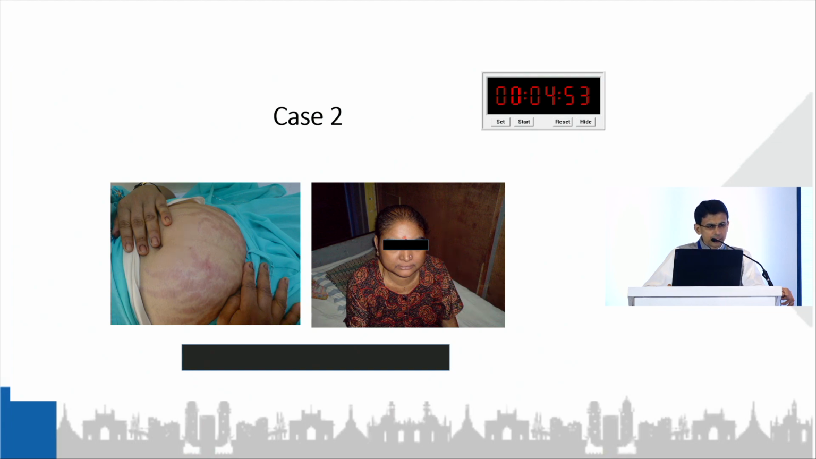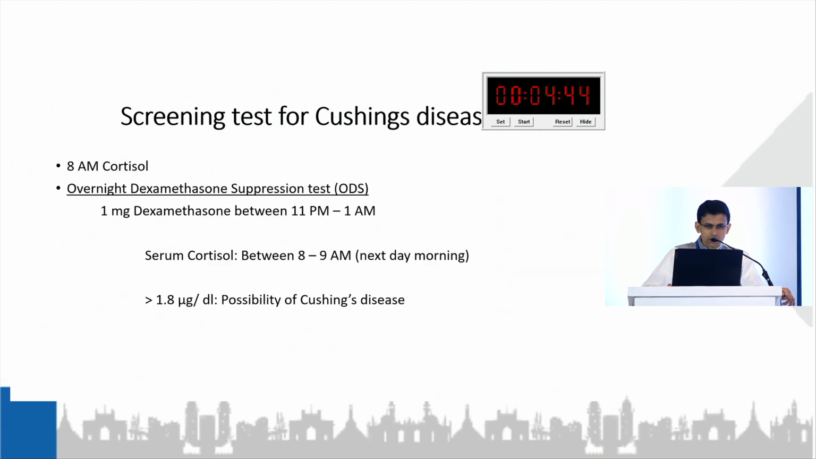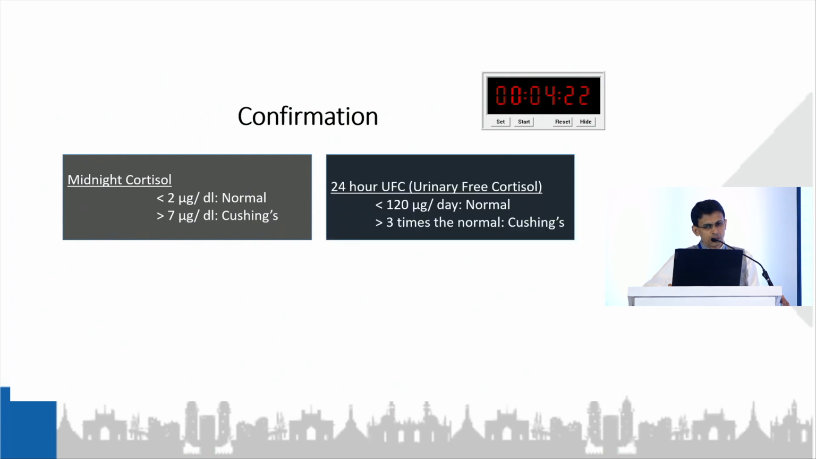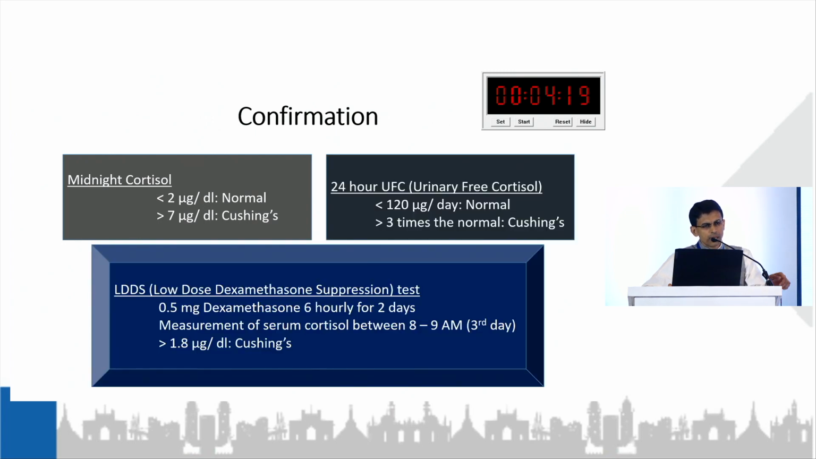Here is a case: a patient coming with striae, puffiness of the face, and hypertension. So clinical suspicion was Cushing's disease. How to screen for Cushing's disease? First do an 8 AM basal cortisol, to rule out exogenous administration of glucocorticoids. Then do overnight dexamethasone suppression. Give 1 milligram of dexamethasone between 11 and 1, and the next day at 8 AM check serum cortisol. If it is more than 1.8, it suggests the possibility of Cushing's. Then midnight cortisol, then 24-hour urine free cortisol, then low-dose dexamethasone suppression tests. These are the tests we can go for confirmation of endogenous hypercortisolemia.